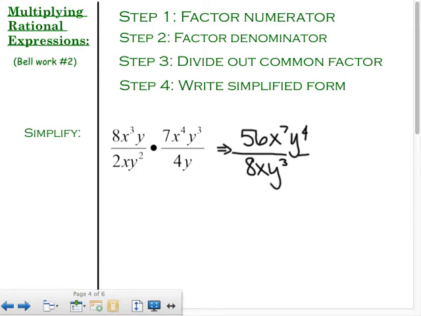Now that we've rewritten it as one fraction, we can go through and rewrite and cancel out the like terms. So 56 divided by 8 gives you 7. X to the 7th divided by x is x to the 6th. We subtract the exponents. Y to the 4th divided by y cubed is y. So that's an example where you don't have to factor.